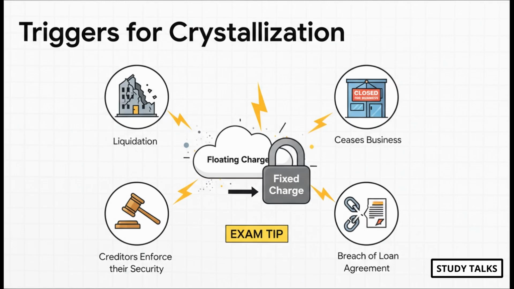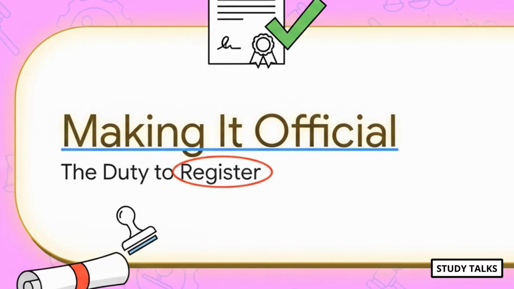The second any of these things happen, boom, that floating charge becomes fixed. The company can't touch those assets anymore. The lender's rights are now locked in place. Okay, so we know what a charge is, we know the different types, but none of that really matters unless you make it official. It's not enough to just have it written on a loan document. You have to tell the world about it. And that brings us to the most important procedural part of this whole chapter.